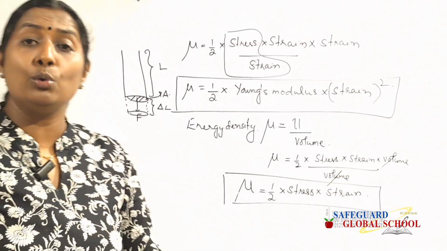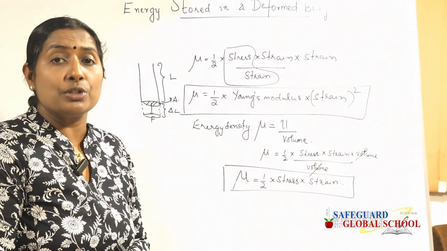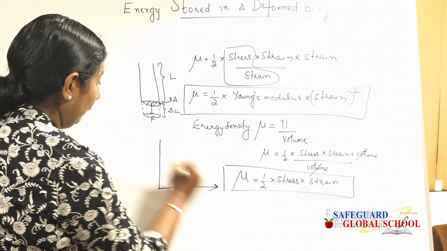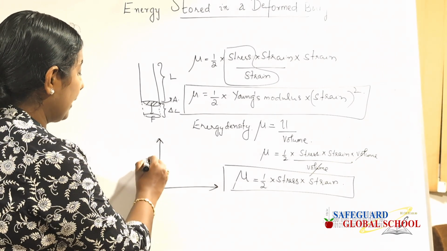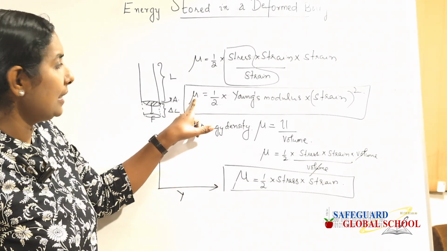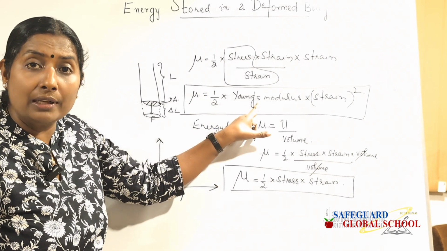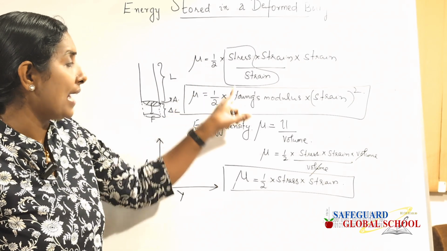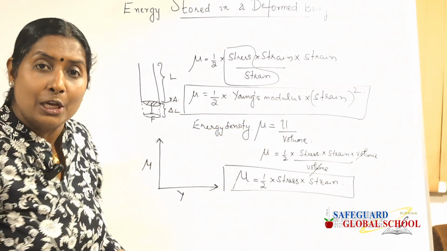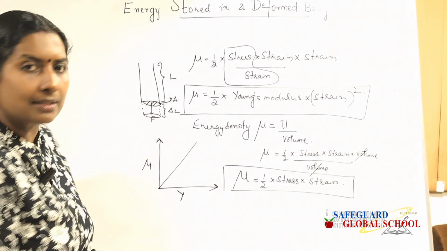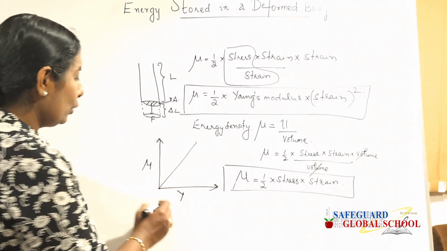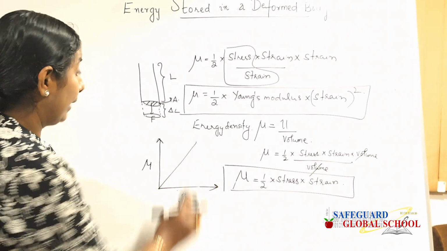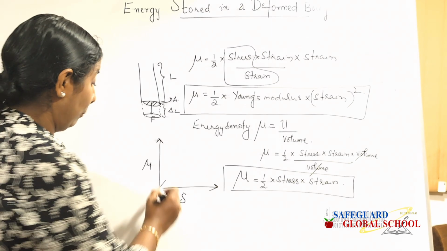So this equation can be used for making graphs also children. When we draw the graph connecting energy density and Young's modulus, look, energy density is directly proportional to Young's modulus. What do you mean by direct proportionality? That is, when Young's modulus increases, mu increases, and it is to the first power of Young's modulus. So how will the graph look like? It will look like this, right? So when someone asks you to draw energy density and strain, how will it look like children? It is strain square. It will be a parabolic graph, right?